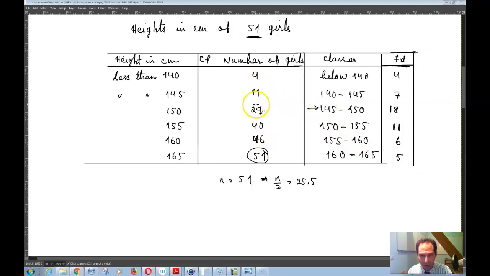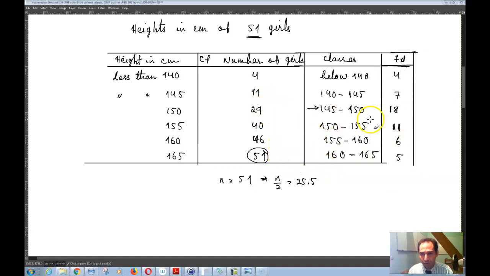when you want to get, for example, the frequency of all the students between 145 and 150 centimeter, all you need to do is subtract 11 from 29, which is 29 minus 11 is equal to 18, right? Again, 40 minus 29 is equal to 11. 46 minus 40 is equal to 6, and so on and so forth.